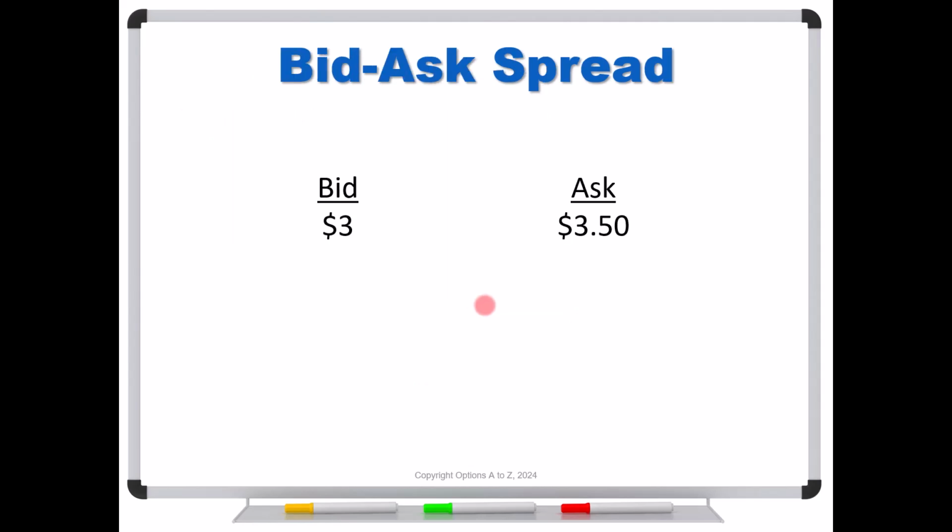So another mistake that traders make is they might look at this bid-ask spread, bid 3 offered at 350, and they'll say, oh, well, the fair value is at 325, the halfway point. Let me post a bid or an offer at 325. Well, you have to understand the mid price isn't a market. It isn't a price at all.